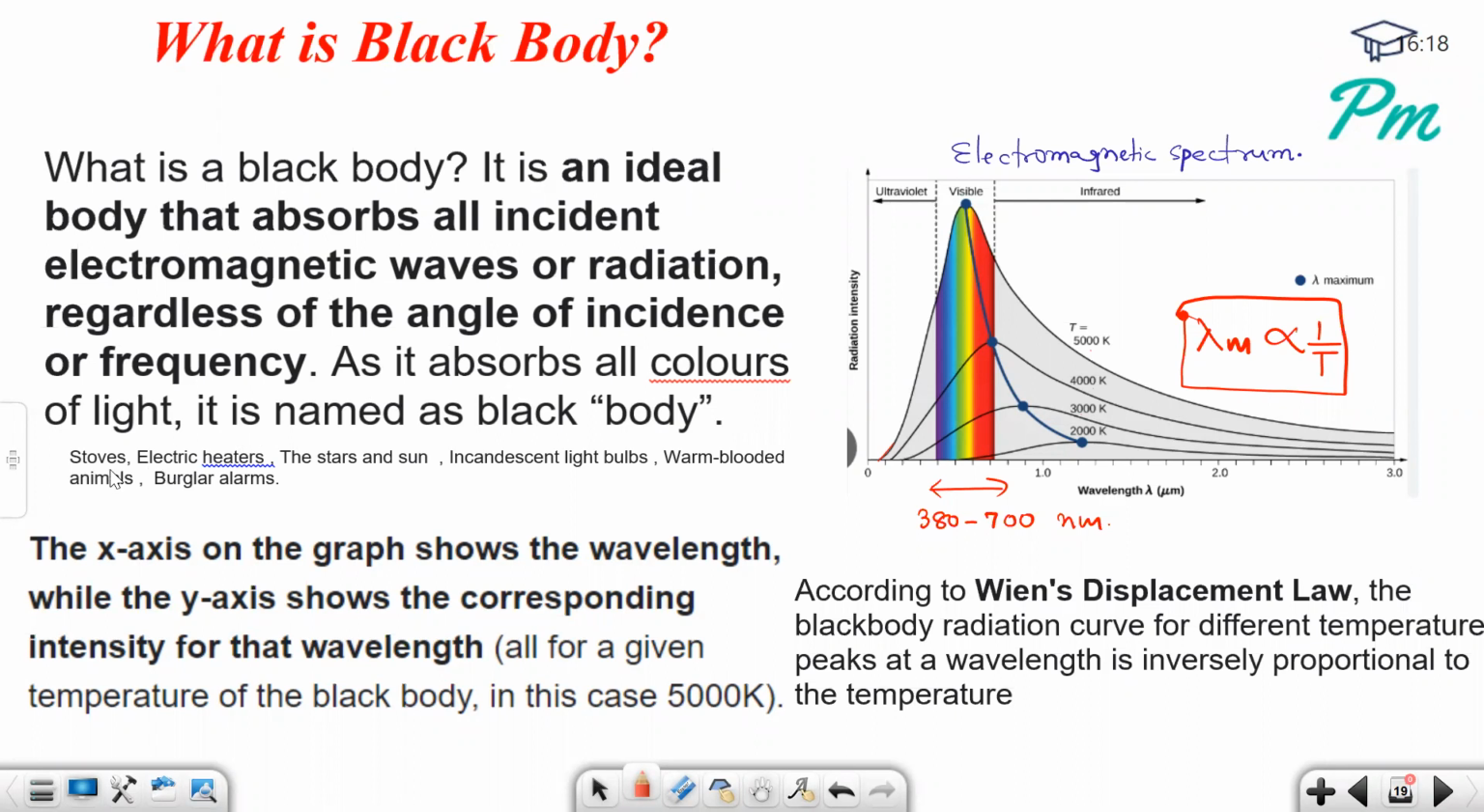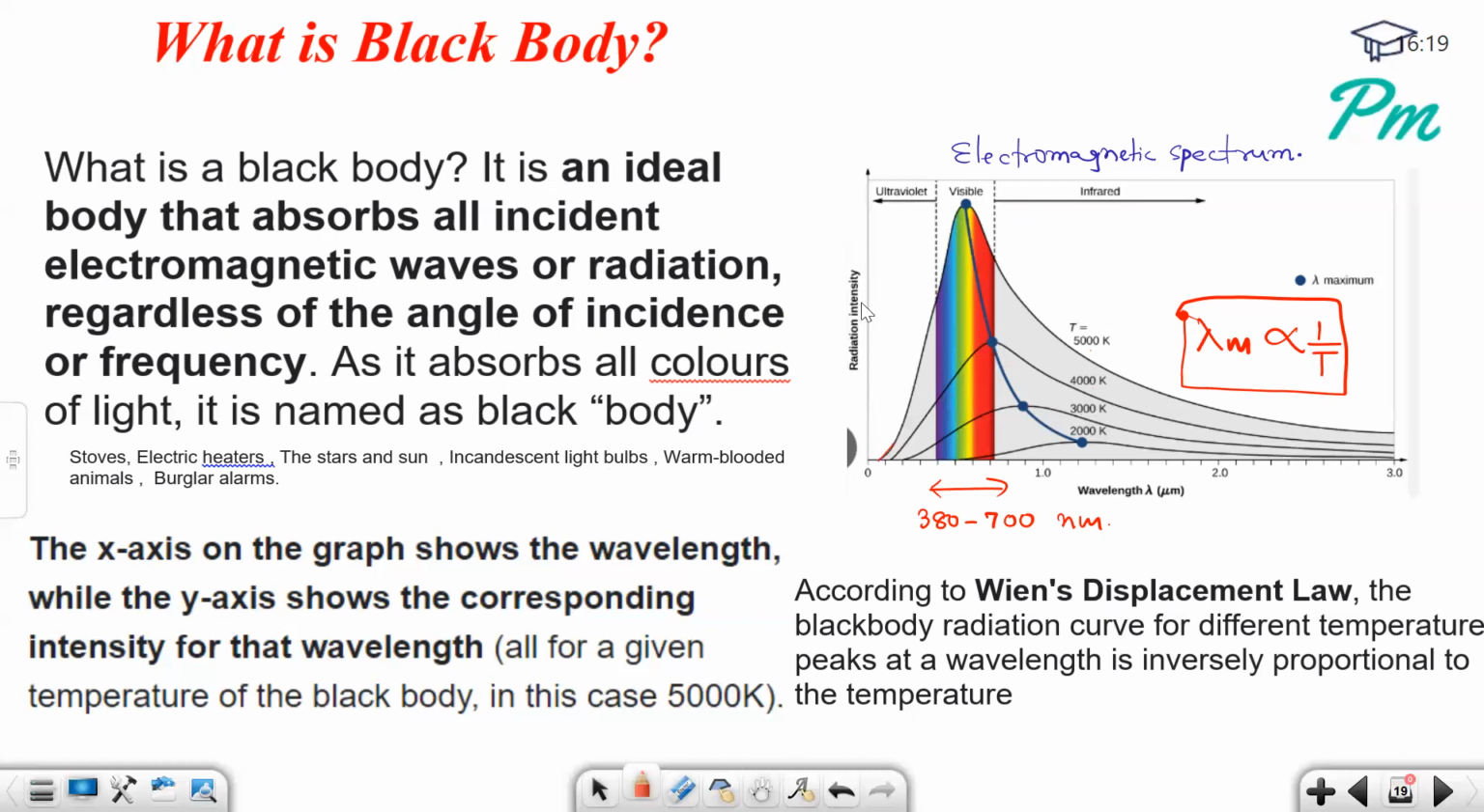There are some black body radiators. These are examples of some black body radiators you can see. These are stoves, electric heaters, the stars and sun, then incandescent light bulbs, warm-blooded animals, burglar alarms. These are the examples of black body radiators. Then you can see a graph that is plotted, radiation intensity versus wavelength.